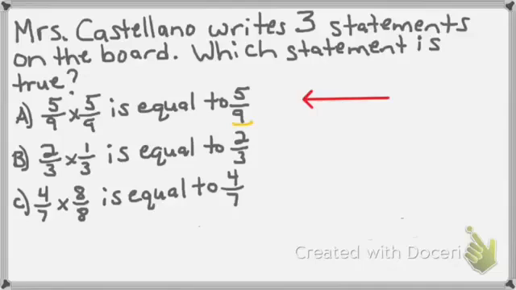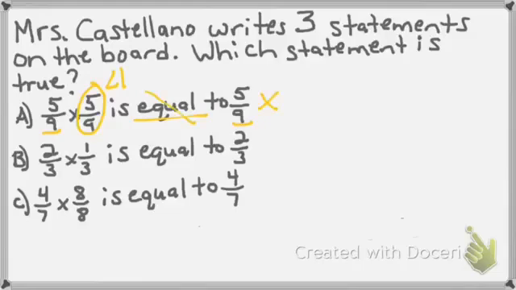Choice A, 5/9 times 5/9 equals 5/9. Underline your last fraction. Find the same fraction earlier in the problem. Well, we see 2 of them, so it doesn't matter. I'll pick one of them. Circle the other fraction. Look at your circled number and decide if that's greater than 1, less than 1, or equal to 1. 5 is less than 9, so this has to be less than 1. Therefore, 5/9 times 5/9 should be less than 5/9. So A is not correct.